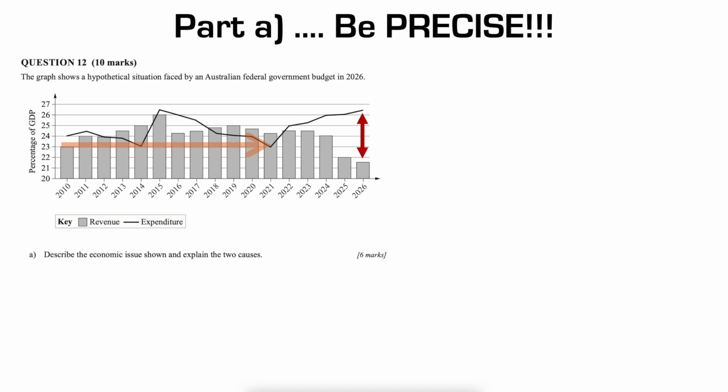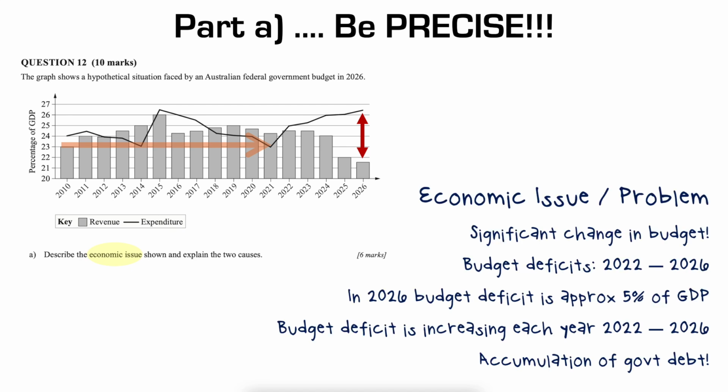Describe the economic issues shown and explain the two causes. So we know now that from 2010 to 2021, we saw this fairly steady sort of budget position, but it seems to have had some very significant changes in the years from 2021 to 2026, as signified by my bright red arrow. We now have to think about what the economic issue, the problem, is. The problem, as I see it, is that there's a significant change in the budget. We've gone from this position of surplus to deficits.